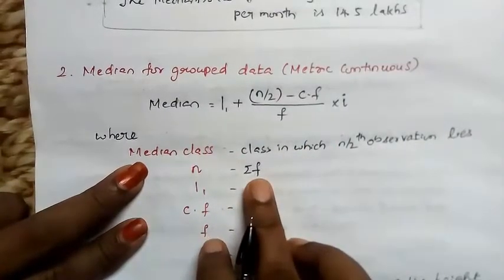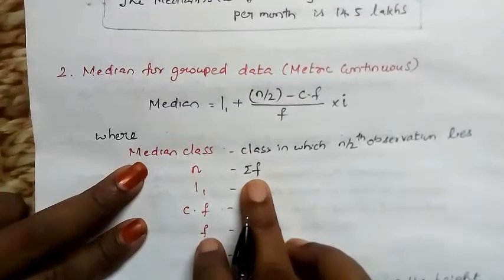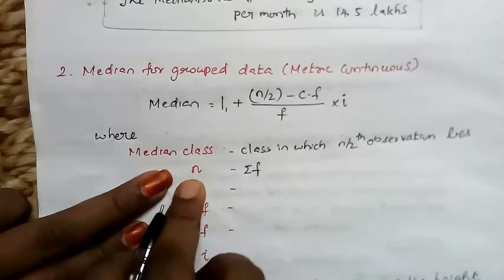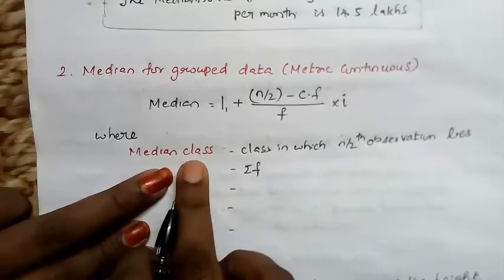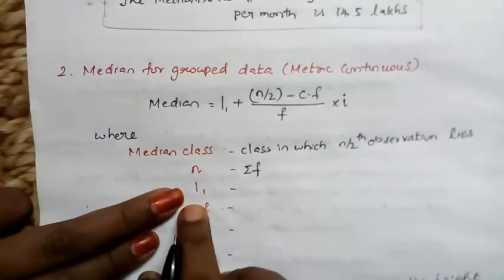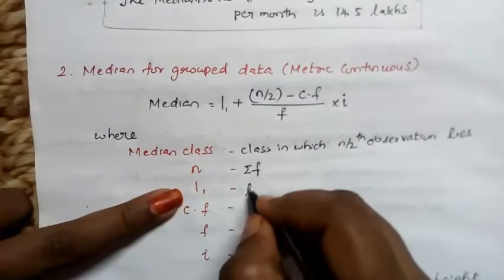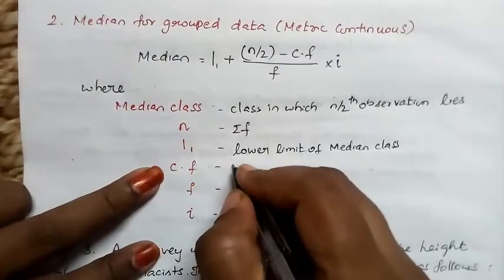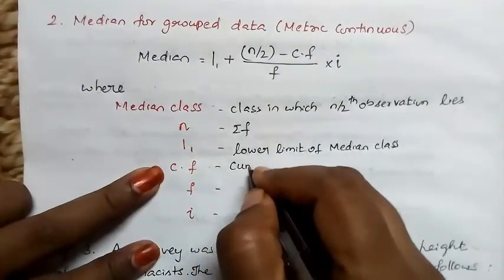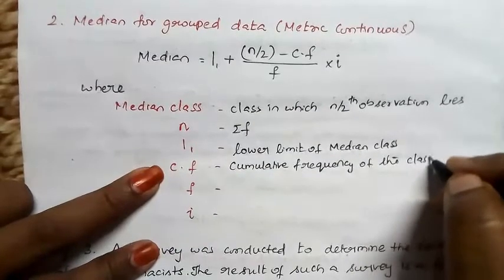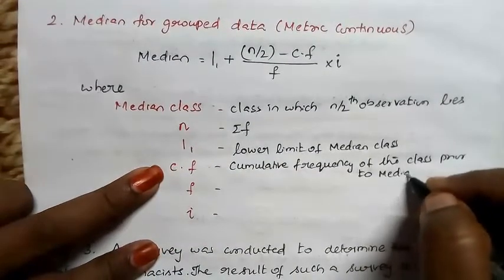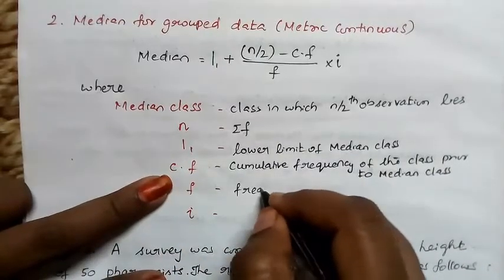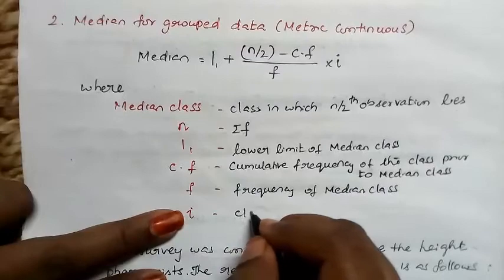You will be given the frequencies there. When you add up all the frequencies, you will get the value of n, and the n by 2th observation is the median class. As usual, L1 is the lower limit of that median class. CF means the cumulative frequency of the class prior to the median class. F is the frequency of the median class, and I is the class interval.